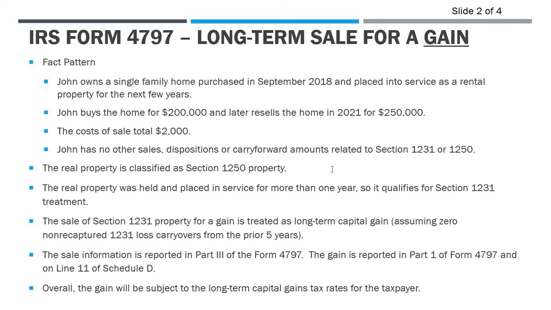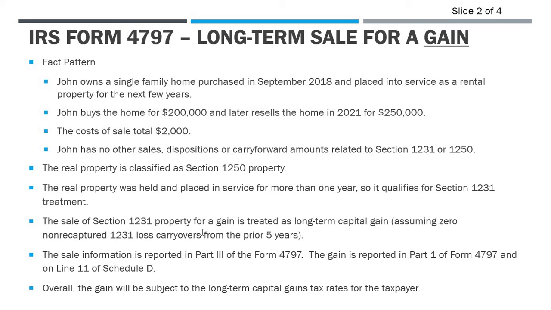or 1250 property. Okay, so what are the rules here, and what's that going to look like when we actually look at the 4797? So the real property is classified as 1250 property, and it was held for more than a year, so he gets the 1231 gain treatment, or the 1231 treatment first, and then we figure out gain, loss, and whether it's capital or ordinary.